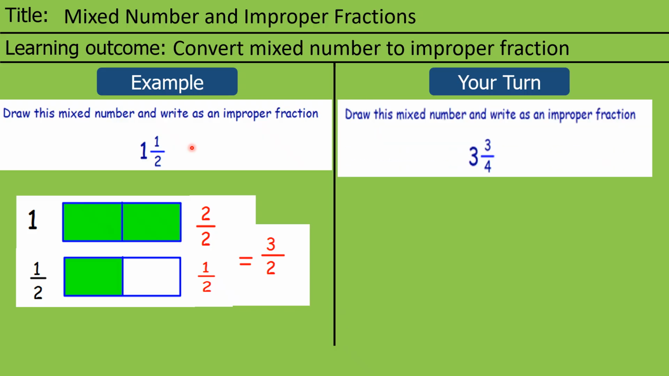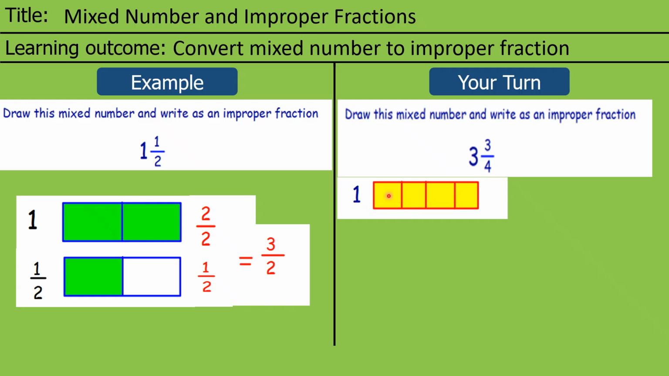Let's try this question. You can pause the video and have a go. So here we have 3 wholes and 3 quarters. So let's start with our 3 wholes. So that's the first whole, which is divided into 4 equal parts, a quarter.